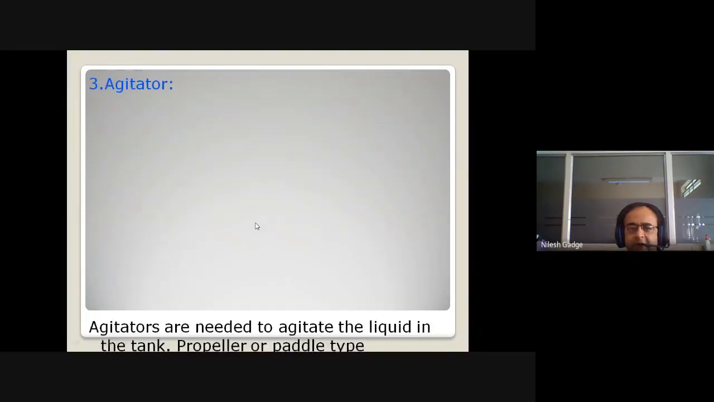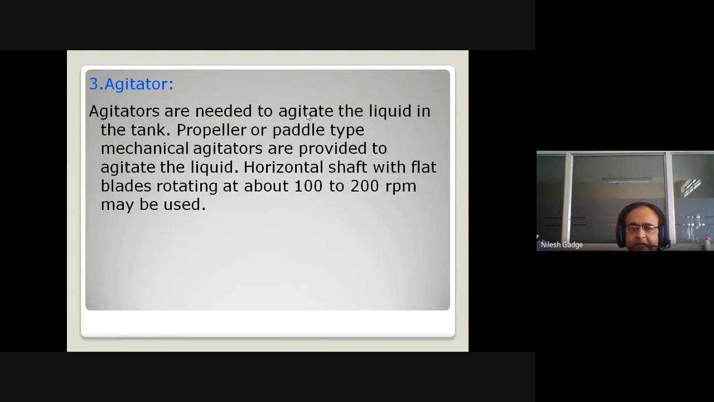Then the next part is the agitator. Agitators are needed to agitate the liquid in the tank. A propeller or paddle type mechanical agitator is provided to agitate the liquid. A horizontal shaft with flat blades rotating at about 100 to 200 rpm may be used. So the agitator is used to mix whatever material, insecticide or pesticide, into water properly. The horizontal shaft is provided with fans or flat blades, rotating at about 100 to 200 rpm.